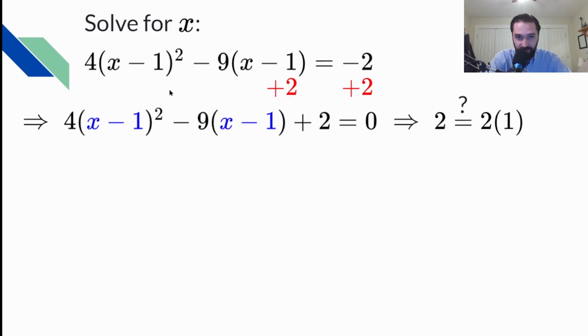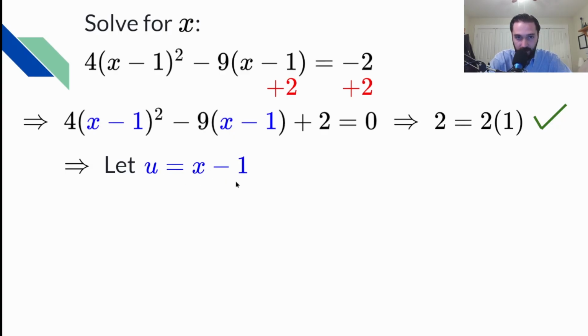The question is, is this exponent 2 double this exponent here, the invisible 1? There's an invisible 1 exponent here on x minus 1. The question is, is 2 equal to 2 times 1? And of course the answer is yes. So this is an equation in quadratic form. Let's perform the substitution u equals x minus 1.